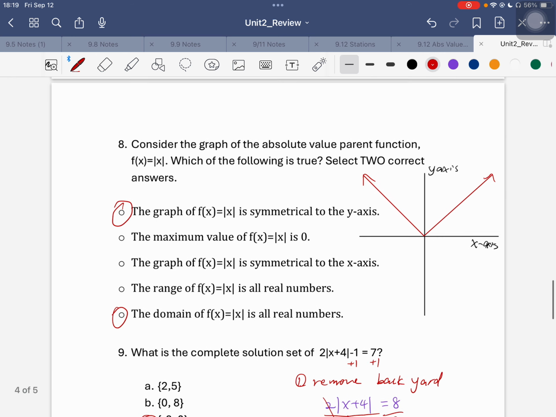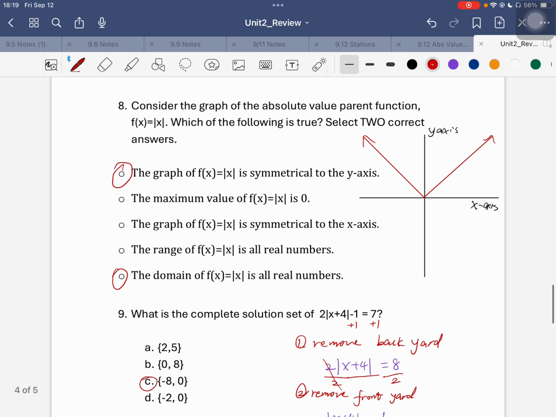Now question 8. Consider the graph of the absolute value parent function f(x) equal to |x|. Which of the following is true? Select the two correct answers. Let's look at A. The graph of the parent function is symmetrical to the y-axis. When I say symmetrical, it's asking for the AOS. AOS is axis of symmetry.